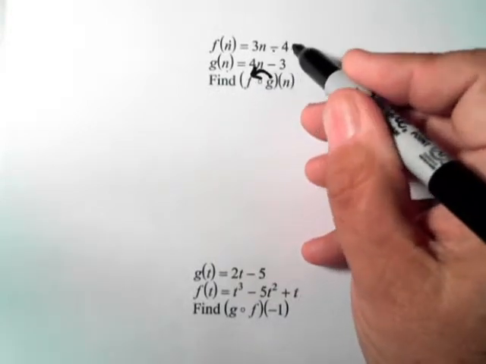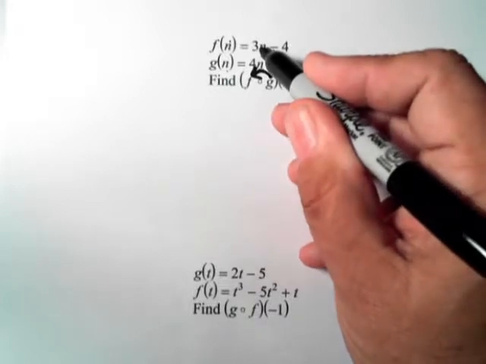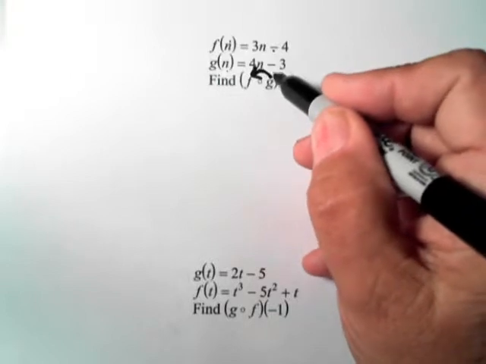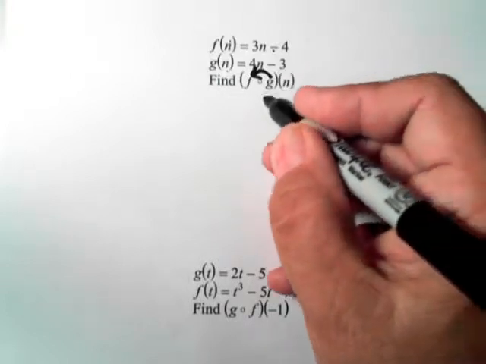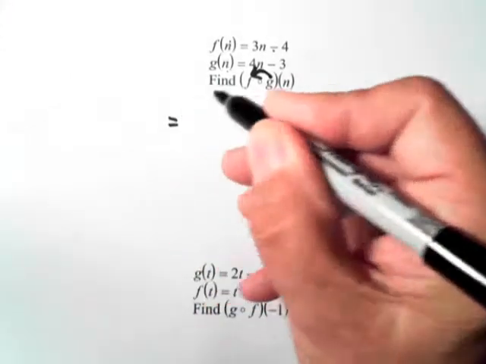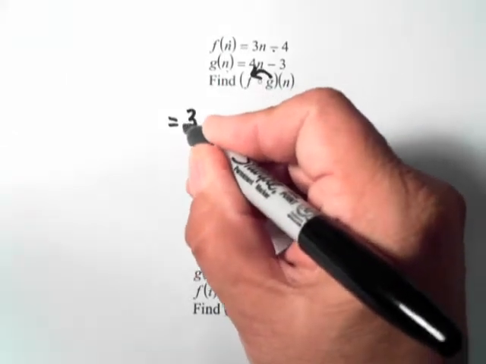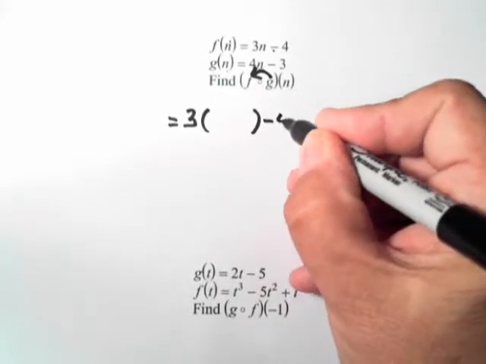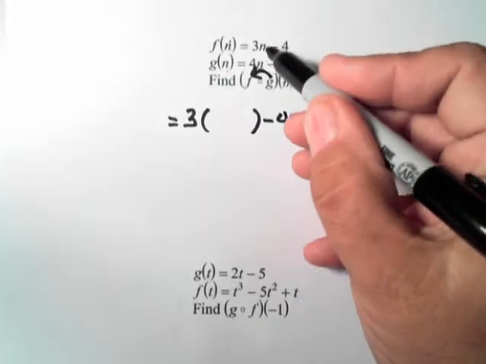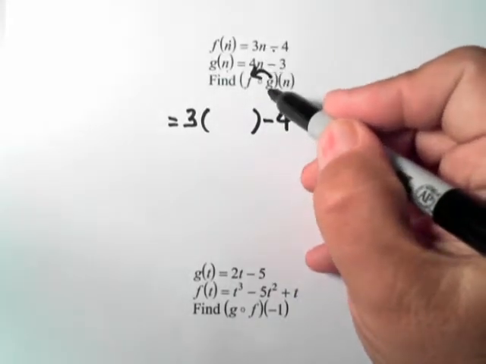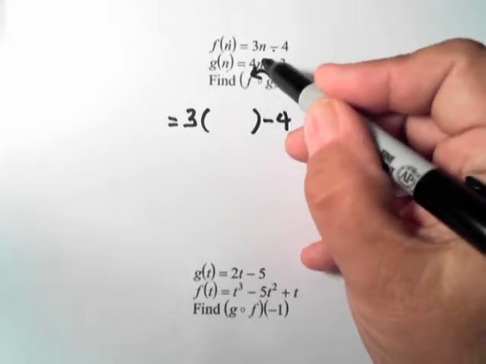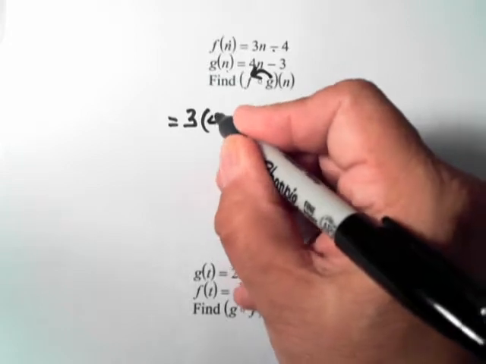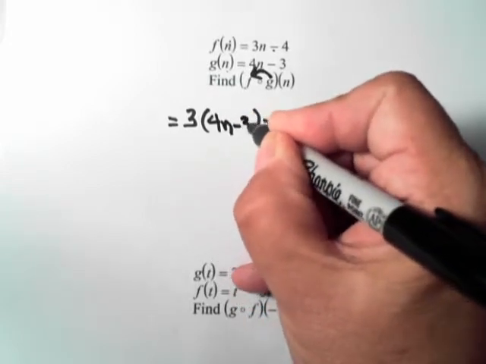So you start out by writing the first guy, and wherever there's a variable in the first guy, make a big hole, a set of parentheses, because you're going to be plugging the second guy into it here. So here we go. This is going to equal 3 times, here's a hole for the n, minus 4. Now, what's replacing that n? The whole second function. So it goes in, and it's what? 4n minus 3.